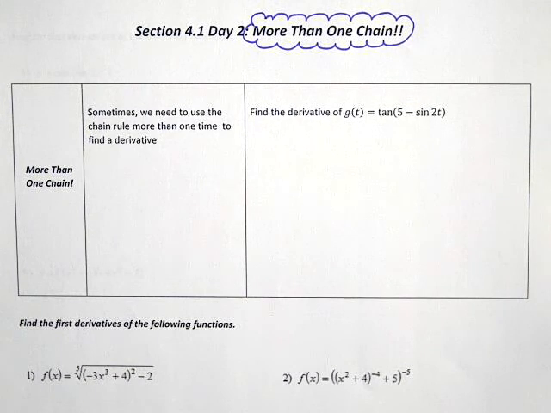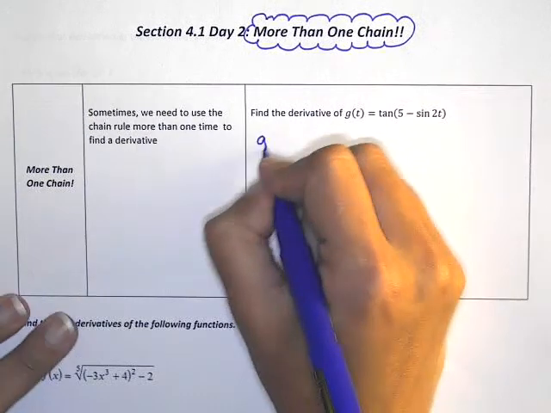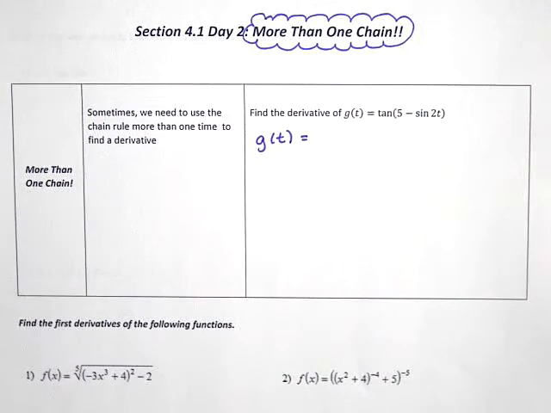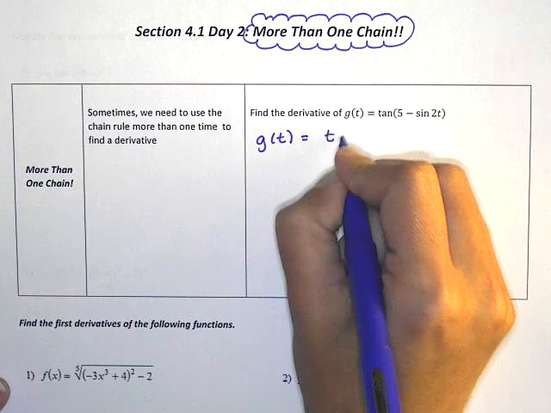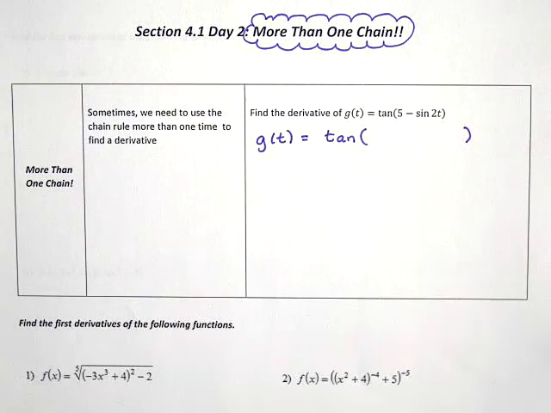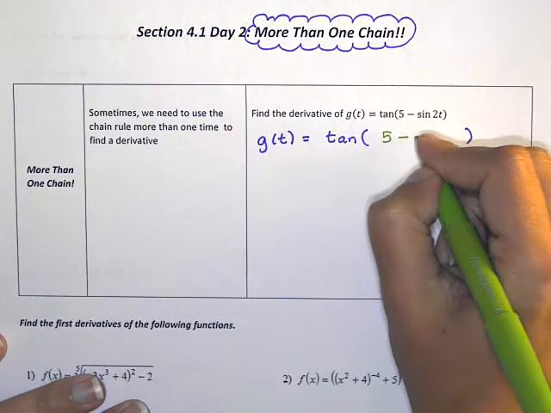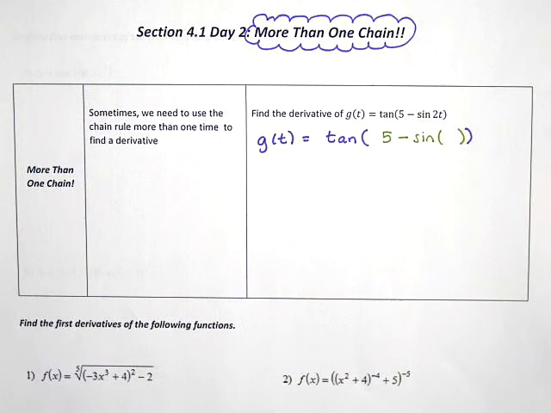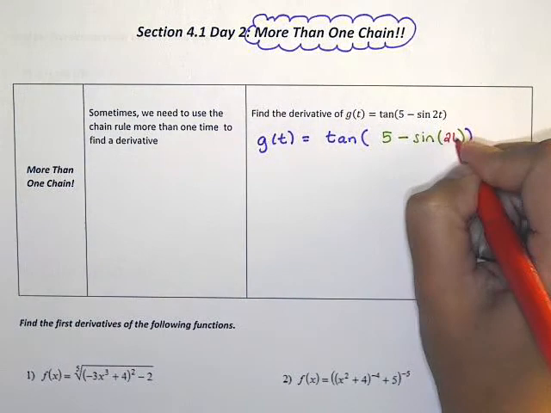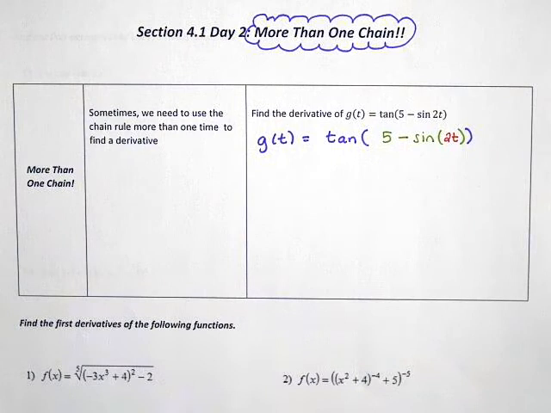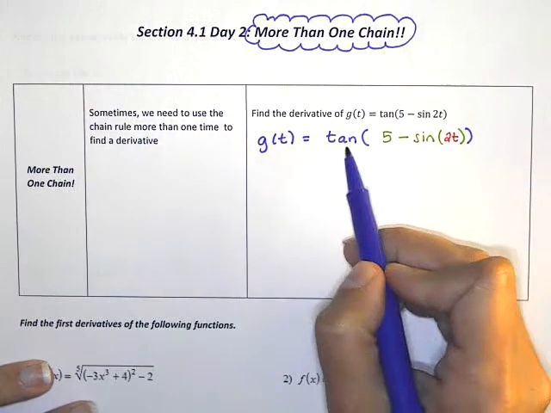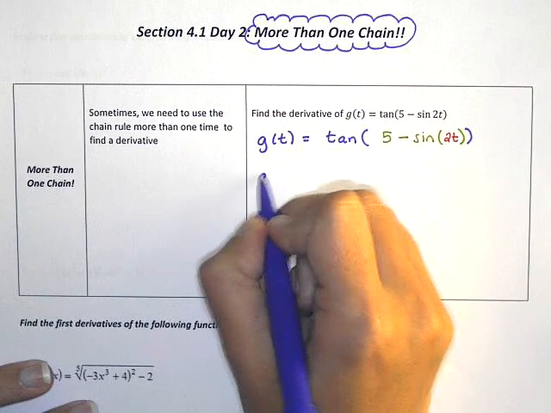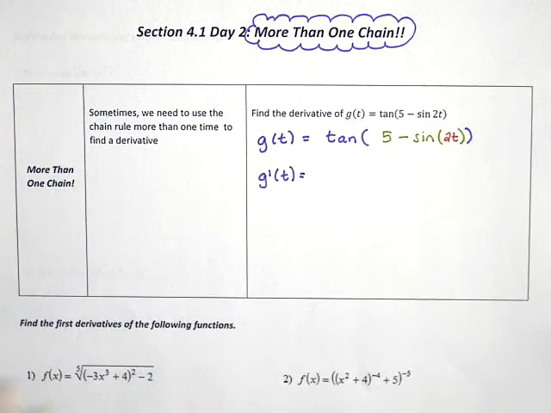Let's start by looking at the different layers that are in this function. So we have g of t. Now the outer layer here is the tangent function. Inside that layer, we have 5 minus sine of something. And inside that layer, we have a 2t. So now when I try to take the derivative, because there are 1, 2, 3 layers, I'm going to have 3 parts of my derivative.